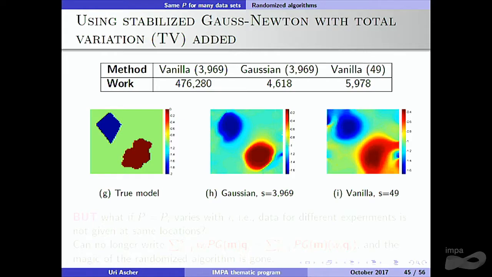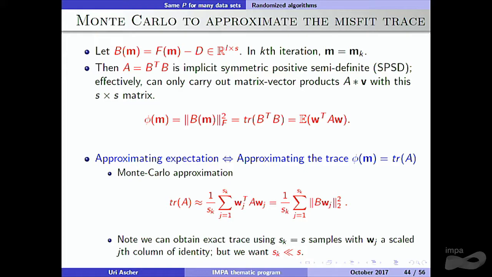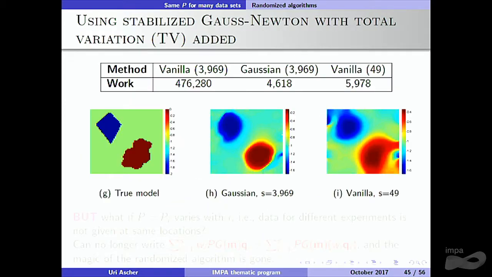And if you draw these W's from a Gaussian distribution, a normal distribution, then you get about the same as the vanilla. So with 4,000 sources, you get about as many PDE solves as the full thing with 50. But the results are much better. So you actually are gaining quality without paying more by using this randomized algorithm. It's a randomized algorithm.